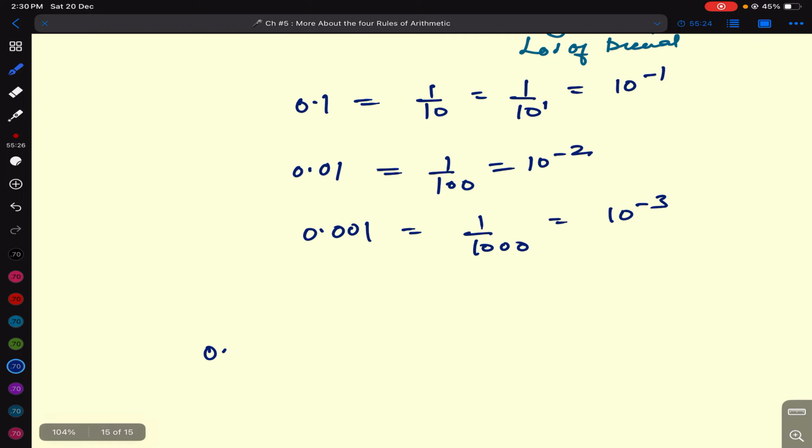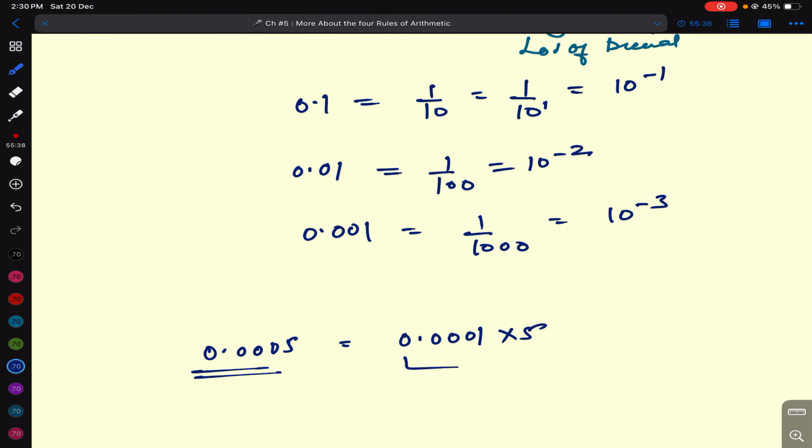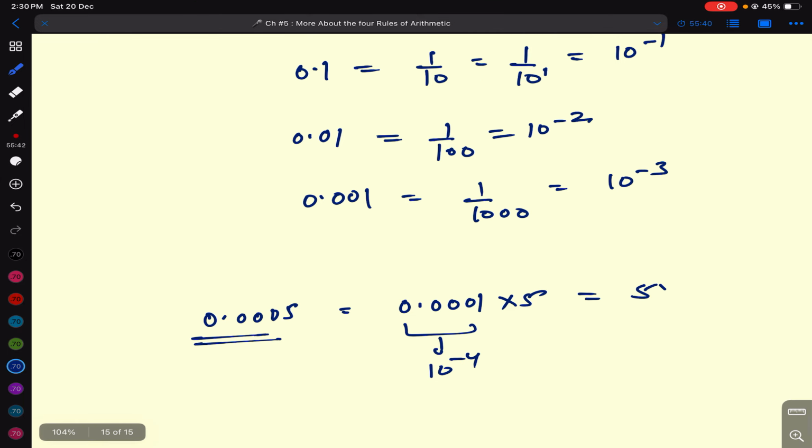Okay, so suppose you have this number, in fact take 3 zeros, so you can write this as 0.0001 times 5, and this can be written as 10 to the negative 4. So this will be 5 times 10 to the negative 4. This becomes your scientific notation for this.